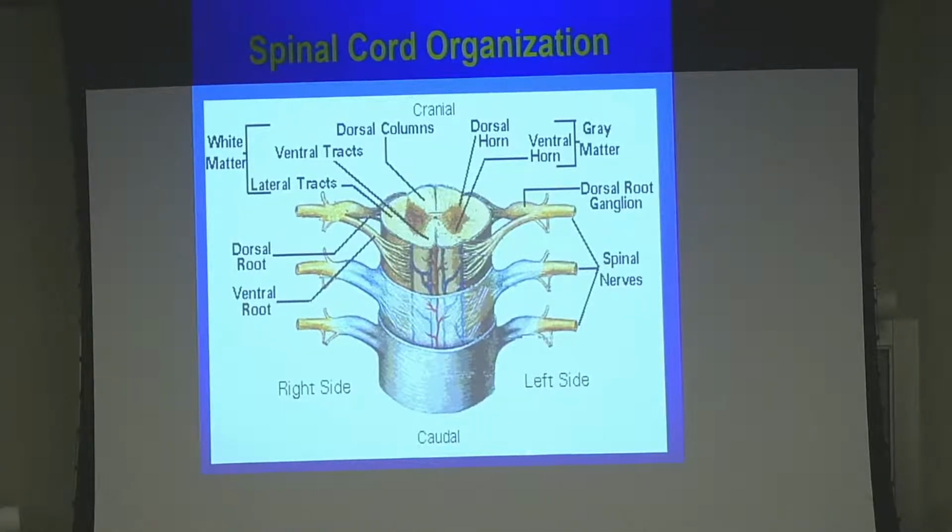So that's basically the overall structure of the spinal cord. And what I'm going to do now is draw on the board the organization of something known as the tendon tap reflex. And the tendon tap reflex is one that we're all familiar with.